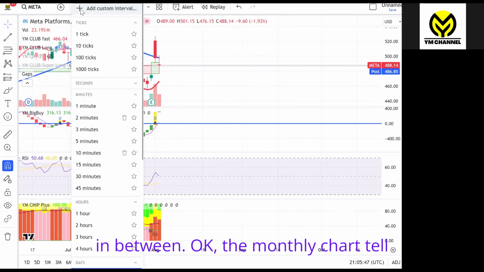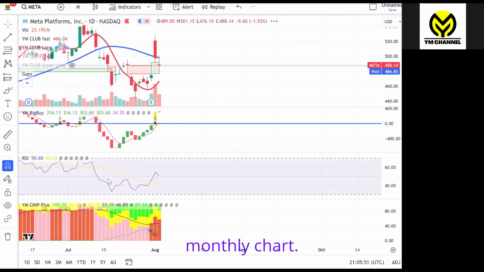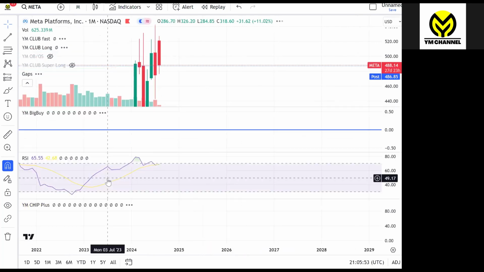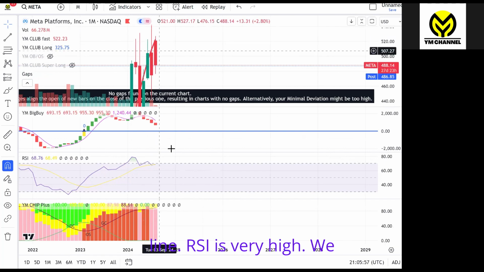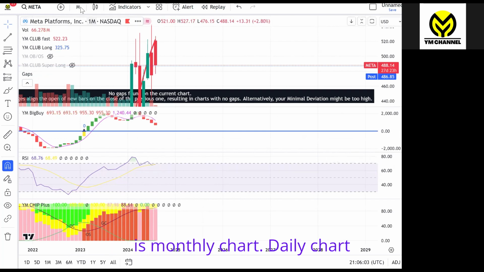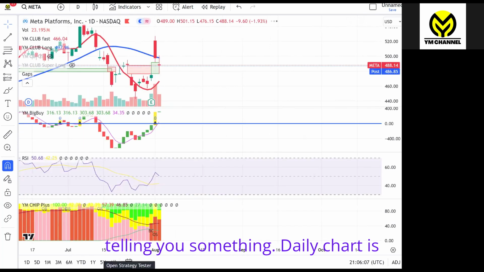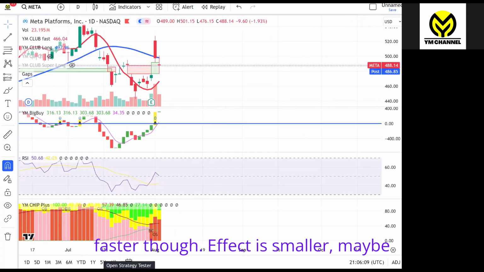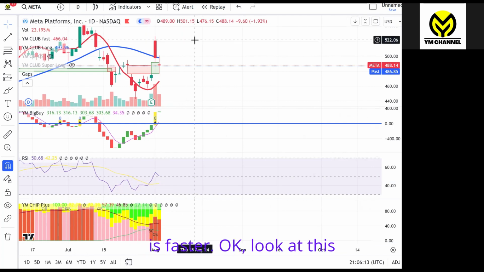Okay, the monthly chart tells you something. Let's look at the monthly chart. We are under this red line. RSI is very high. We have divergence in RSI. Okay, this is the monthly chart. The daily chart is telling you something. The daily chart is faster though. The effect is smaller, maybe it's a shorter period, but it's faster.